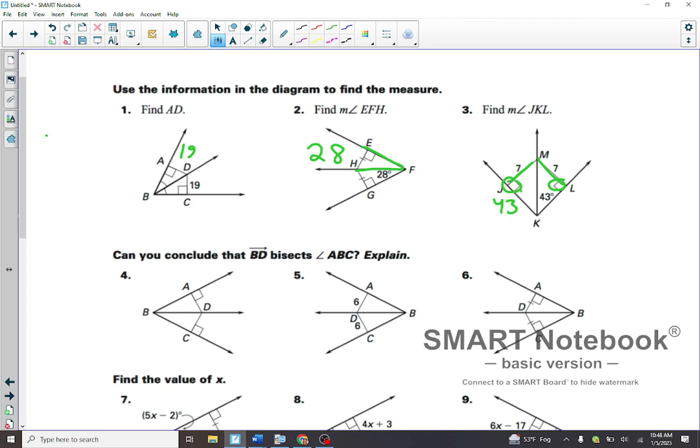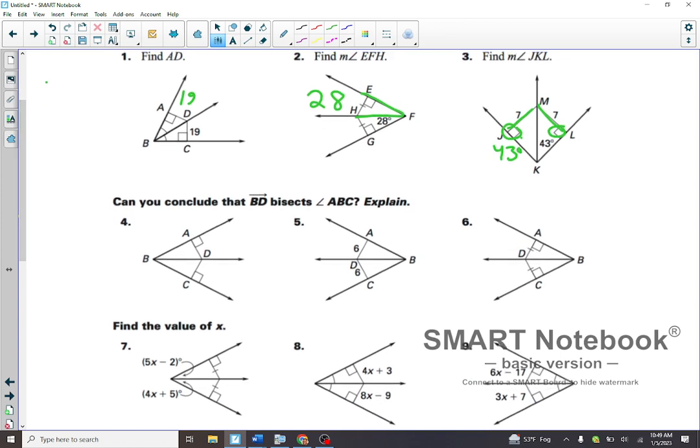Do we have to write something out for the next one, like words? No, that would be yes or no. Oh, okay, good. It says in this case, explain. You need right angles and something matching. So this one, you have the right angles and the angles match, while this one, you have the right angles and the sides match.